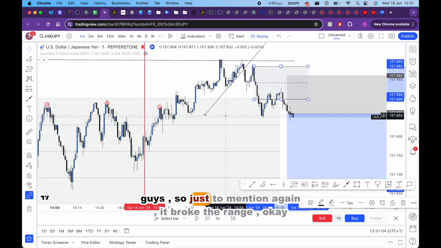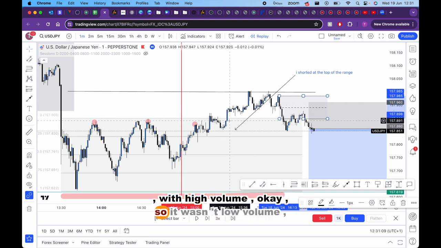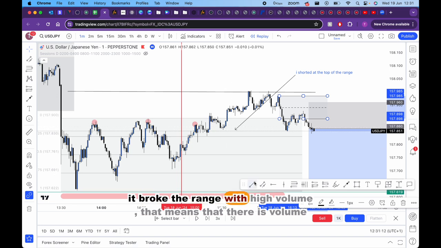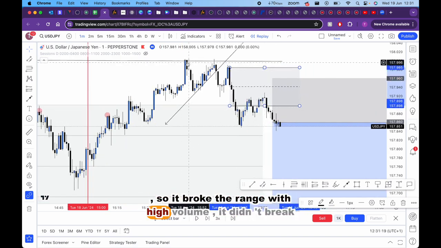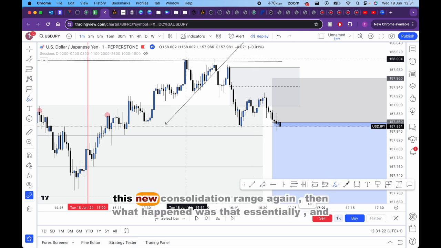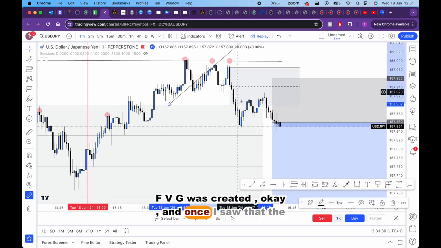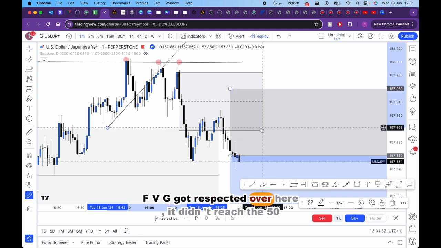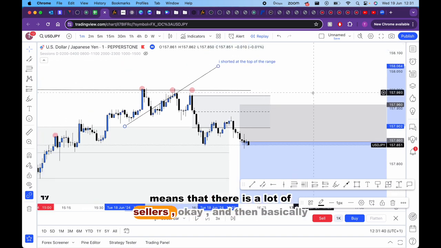First of all, guys, just to mention again, it broke the range with high volume. So it wasn't low volume, it broke the range with high volume. That means that there is volume in the market, so now I can actually check my trade. It didn't break this new consolidation range again. Then an FVG was created, and once I saw that the FVG got respected over here and didn't reach the 50% mark, it means that this FVG is valid. It means that there's a lot of sellers.